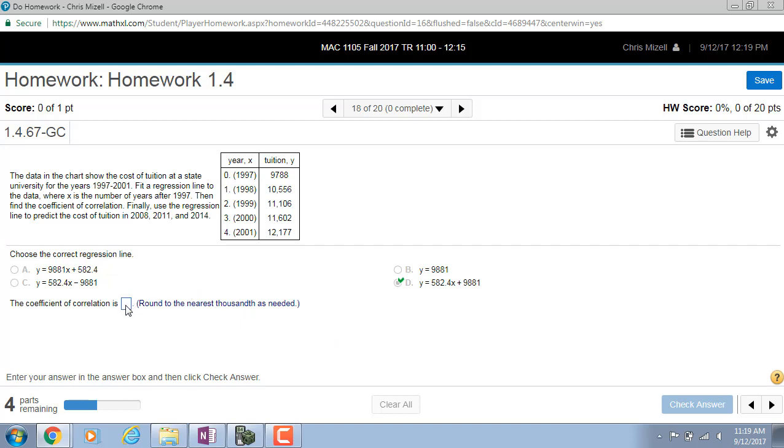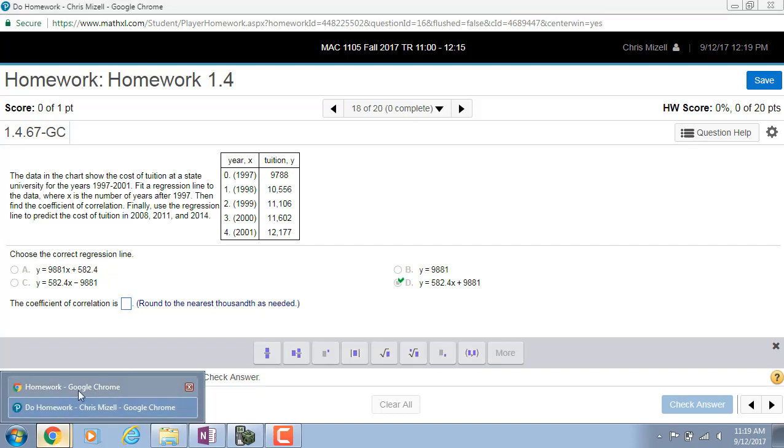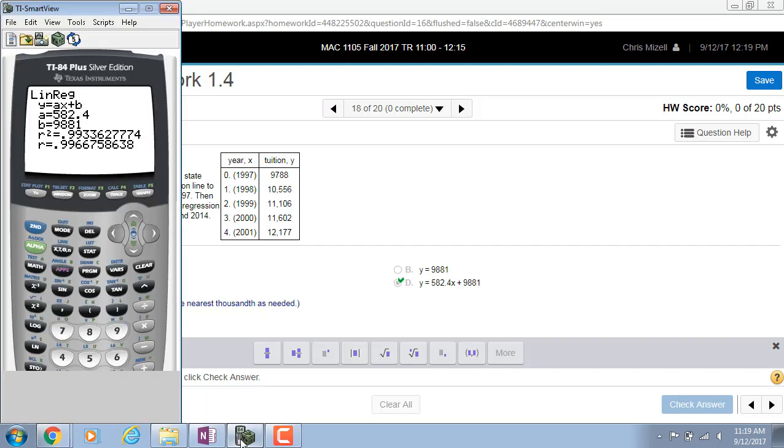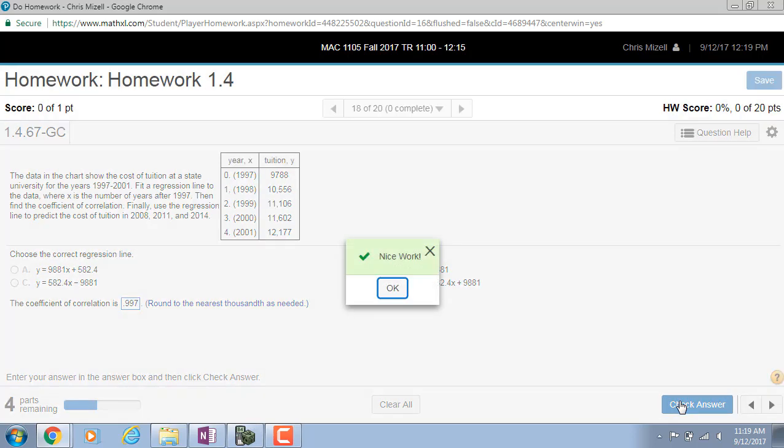Round to the nearest thousandth. 3 decimal places. So 0.997. There we go.